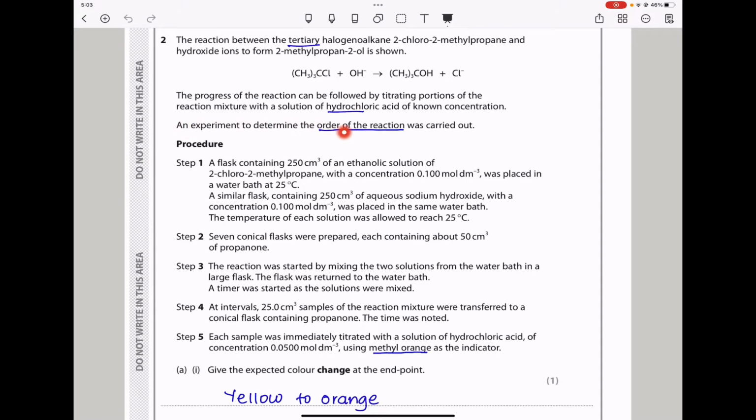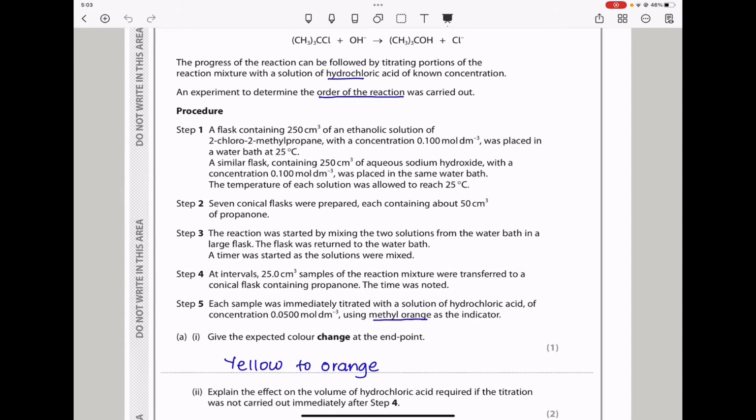An experiment to determine the order of reaction was carried out. The procedure is as below. In step 1, a flask containing 250 cm³ of an ethanolic solution of 2-chloro-2-methylpropane with a concentration of 0.1 mol per dm³ was placed in a water bath at 25 degrees Celsius. A similar flask containing 250 cm³ of aqueous sodium hydroxide with a concentration of 0.1 mol per dm³ was placed in the same water bath. The temperature of each solution was allowed to reach 25 degrees Celsius.